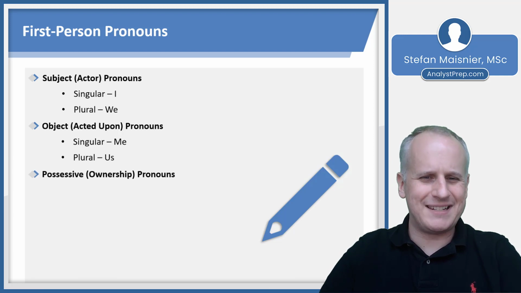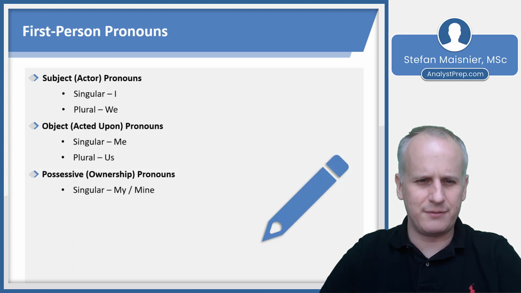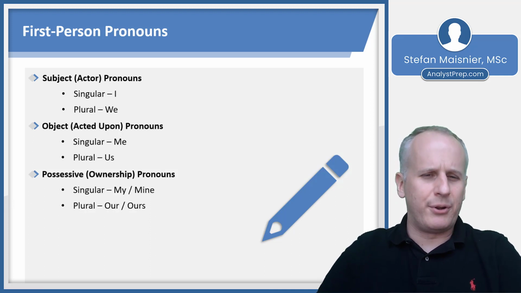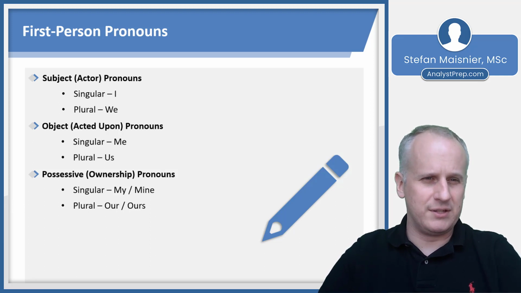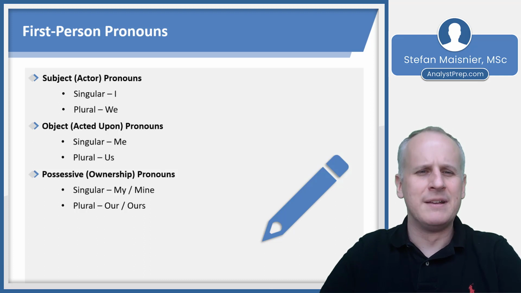Now, your possessive pronouns are going to indicate ownership. Your first person possessive pronoun for a singular subject is going to be my or mine. These dogs are mine. These are my dogs. Simple enough. Plural possessive first person pronouns are going to be our or ours. So these dogs are ours. These are our dogs. Again, depending on the structure of the sentence, there could be different phrasings, but those are your basic first person possessive pronouns.